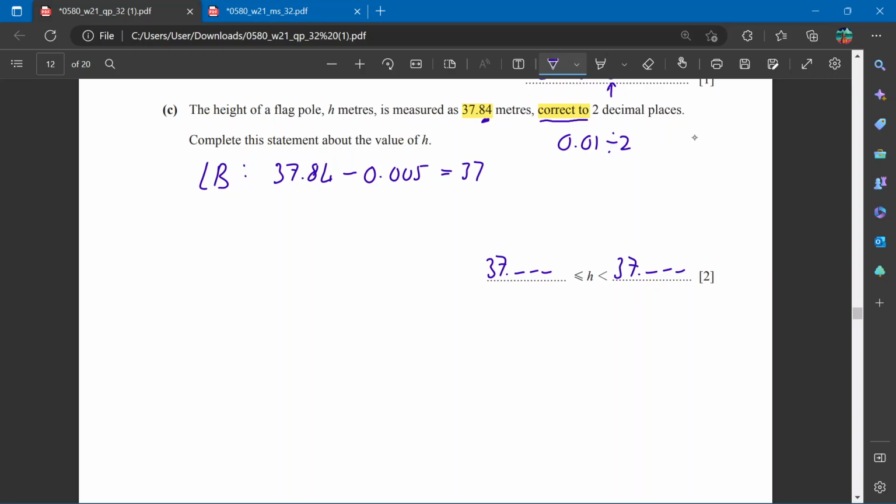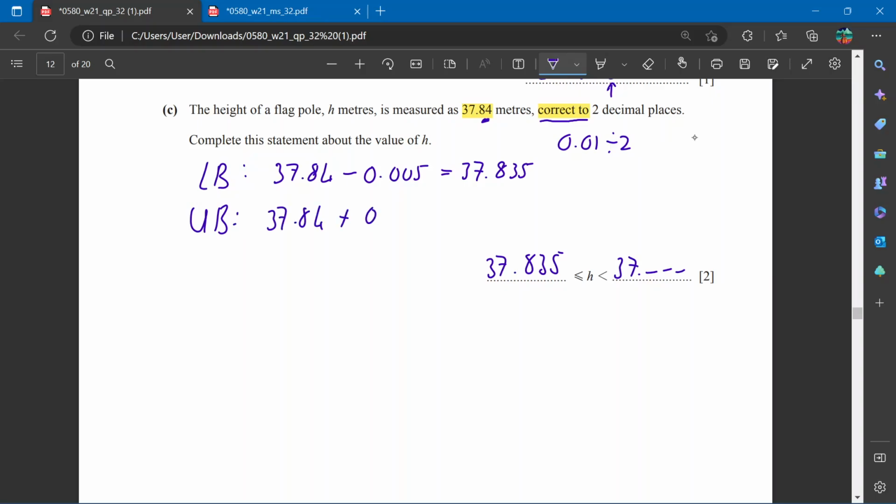That will give you 37.835. Okay. You can imagine like 840. What is the smallest number? You go right up to 840. It's 835. See? So that will be our lower bound. That's what we're going to write over here. 37.835.